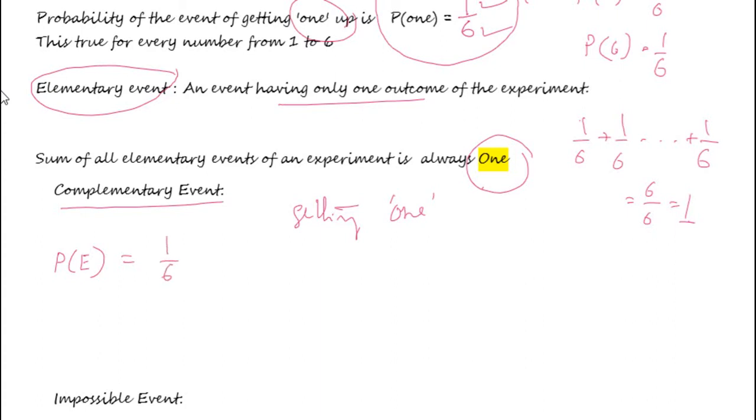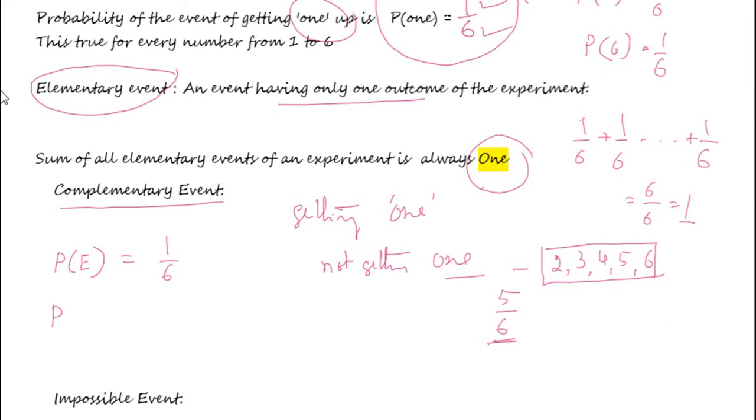Now suppose one more event which says not getting 1. When I say not getting 1, I can have either 2, 3, 4, 5 or 6. So the favorable outcomes are 5. So the probability of this event is 5 by 6. Usually we denote this as P(E dash). E dash is not E. So the probability of that event is 5 by 6.